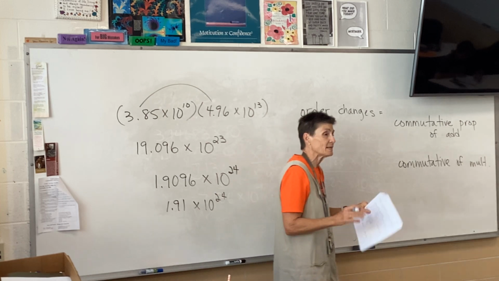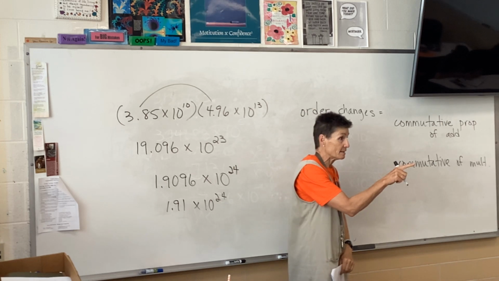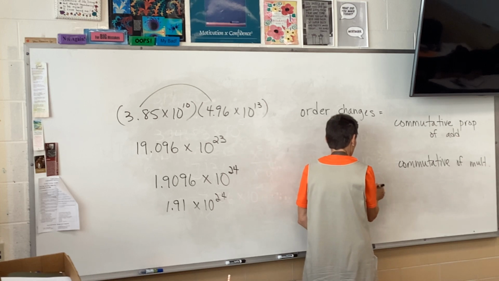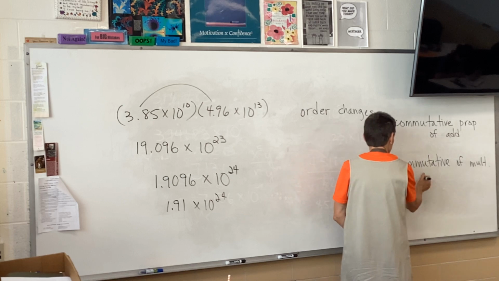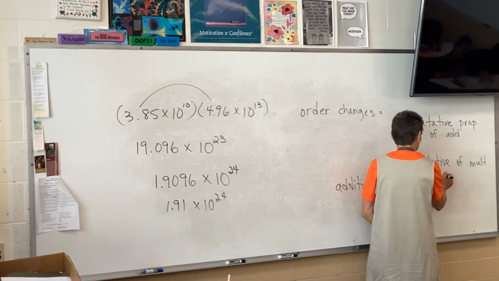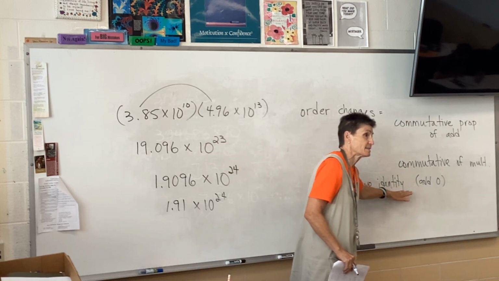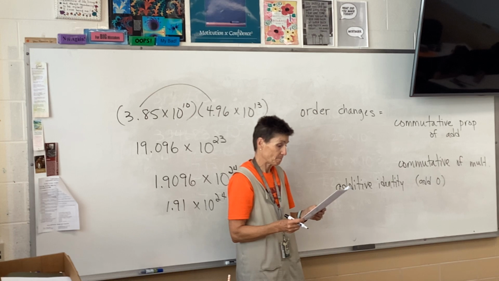Now, what's happening in D? What's that property called? It's called the additive identity. The additive identity is what happens when we add 0 to something. When we add 0 to something, don't we get back the identical thing? The additive identity.